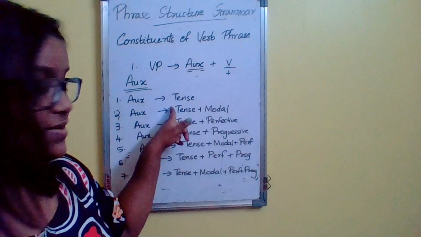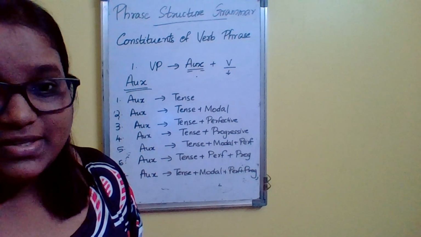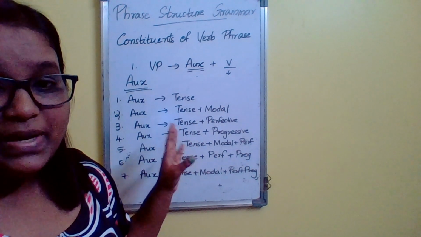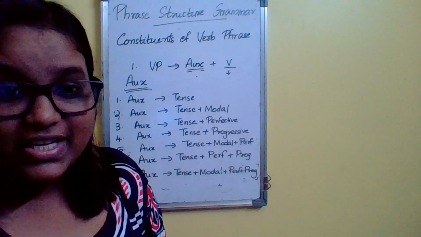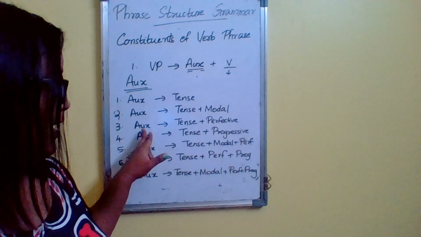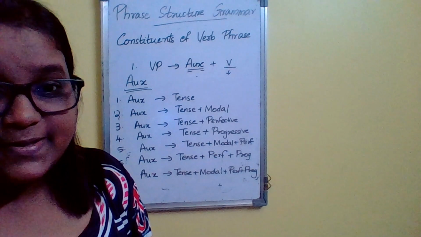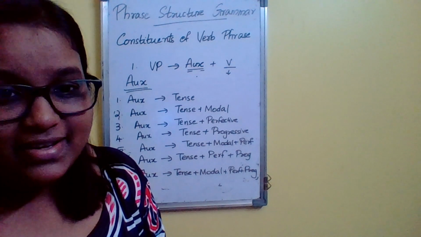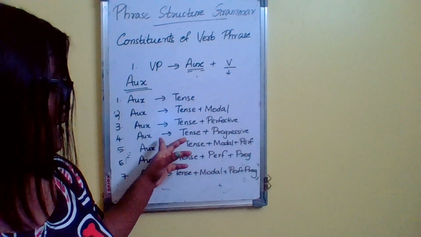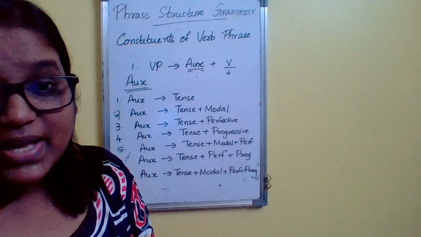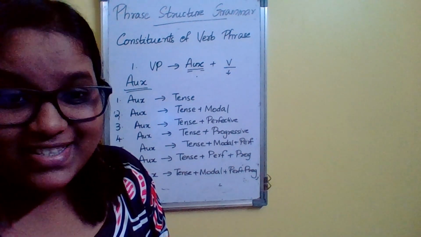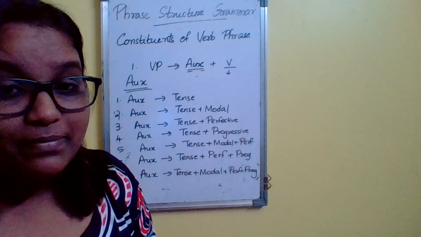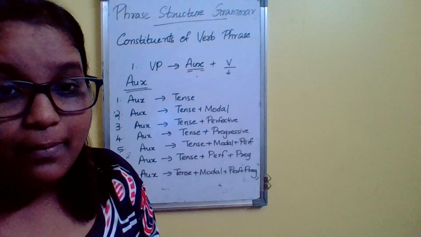So first of all, auxiliary can be tense. Example was she sings. Then the second possibility is auxiliary can be tense plus modal. Example is she can sing. Then the third possibility is auxiliary is tense plus perfective. That means an example is she had sung. And the fourth possibility is tense plus progressive. She is singing.